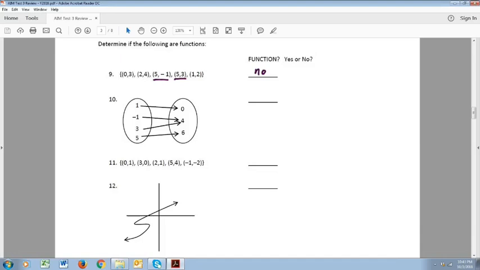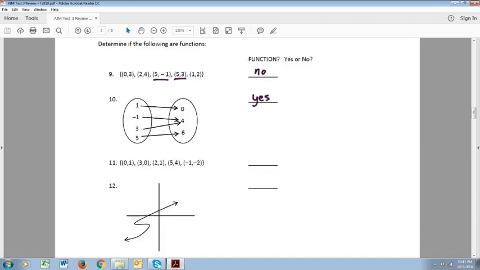Now if you look at number 10, each of my inputs, that's these guys, does go to exactly one output. 1 corresponds to 0, -1 corresponds to 4, 3 corresponds to 4, and 5 corresponds to 6. It's okay for an x value to correspond to the same value as some other x value, but notice each x value has only one output. So this is a function.